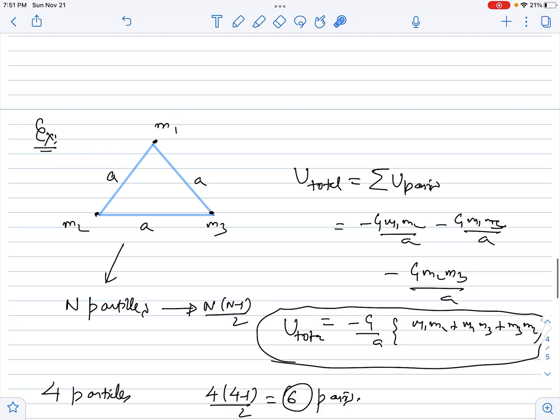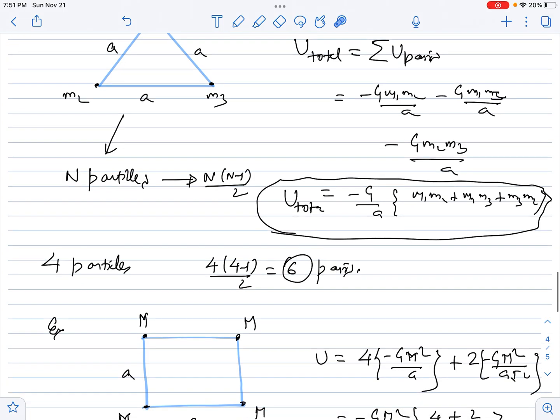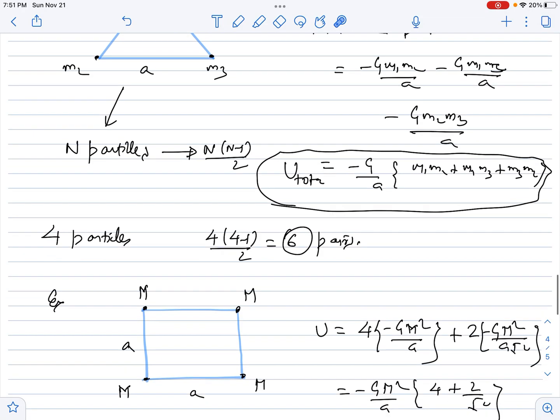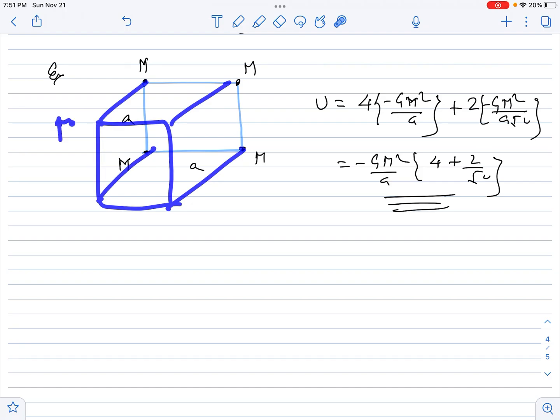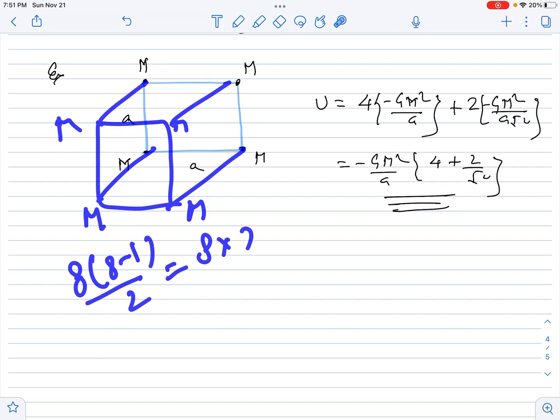For a system of particles, you can write the energy in terms of pairs also. The number of particles will decide the pairs, and if particles are n, the number of pairs is n into n minus 1 by 2. For 4 particles it is like this. And if they give a cube, let's say like this, with m here, m here, m here, m here, a total of 8 particles. The number of pairs will be 8 into 8 minus 1 by 2, that is 8 into 7 by 2. You can say total 28 pairs are there.